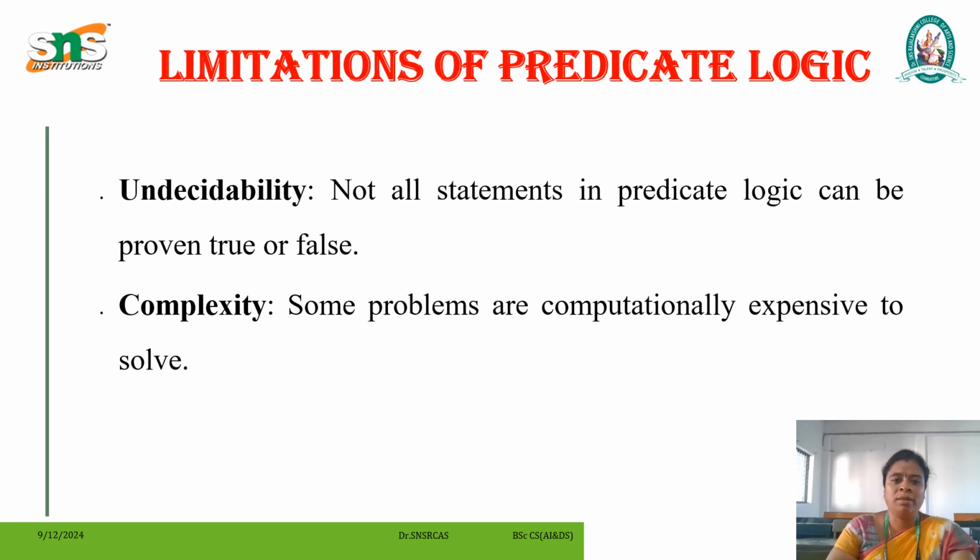Next one, complexity. Some problems are computationally expensive to solve. Computational means nothing but solving the problem, a mathematical problem. Consider the following example predicates. E of x, y denotes x equals y. Consider S of a, b, c denoting a plus b plus c equals 0. Consider M of x, y denoting x is married to y. These are examples of the limitations in the complexity of the problems.